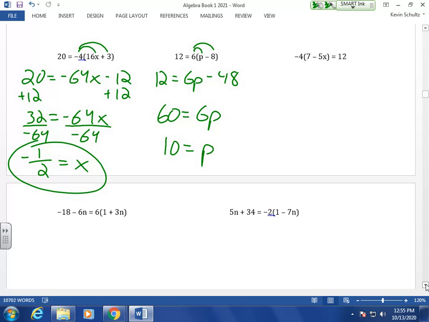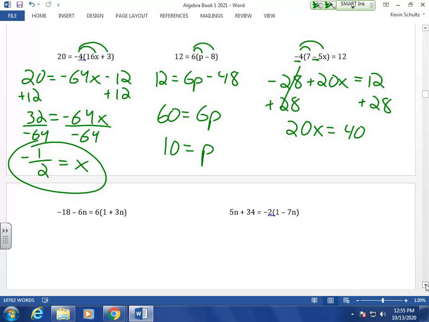And the last one in this row, distributing in the negative 4, gives us negative 4 times 7, negative 28, plus 20x, negative 4 times that negative 5, right? Include both signs there. Positive 20x, and that equals 12. Two-step equation, start with that constant. The opposite of a negative 28 is positive, so we're going to add 28 to both sides. Cancel it out there. We get 20x equals 40. Divide both sides by 20. And x equals 2.